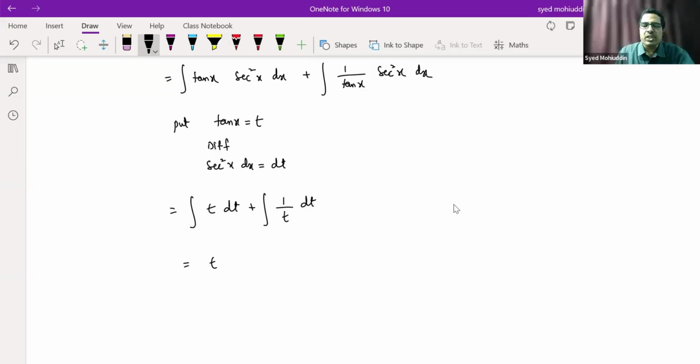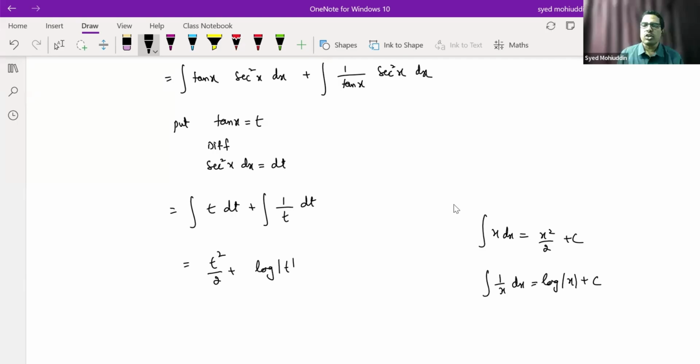What about integral of 1 by x into dx? 1 by x into dx is log of mod x plus the constant of integration c. Therefore, you can write log of mod t plus the constant of integration c. But what is the value of t I have taken? Tan. So therefore, you can write tan square of x divided by 2 plus you are having log of mod t. T value is tan x, plus constant of integration c. So that gives us the required solution.